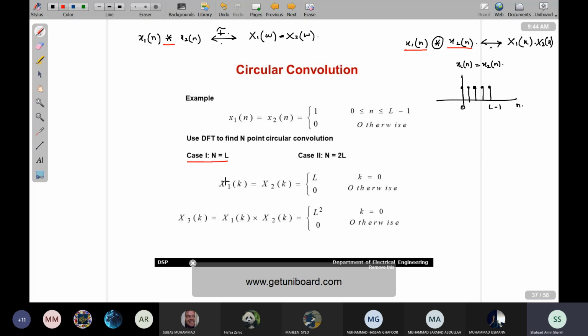What is the first task? The first task is that you find x1 of k and x2 of k, because we are interested in doing this multiplication in the frequency domain, multiplying x1 of k and x2 of k and then getting the IDFT, and finally that would be the result of my circular convolution. So let's find out what x1 of k and x2 of k are, because both are the same. So x1 of k and x2 of k will be the same. So this is equal to L. Why is it L?